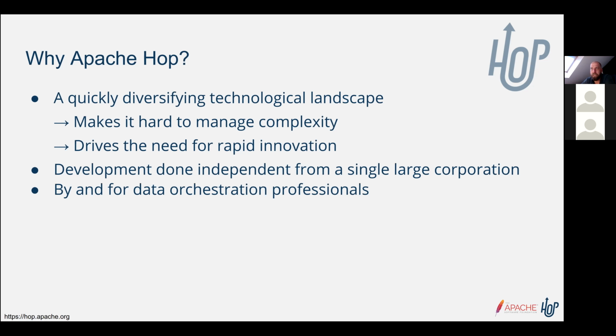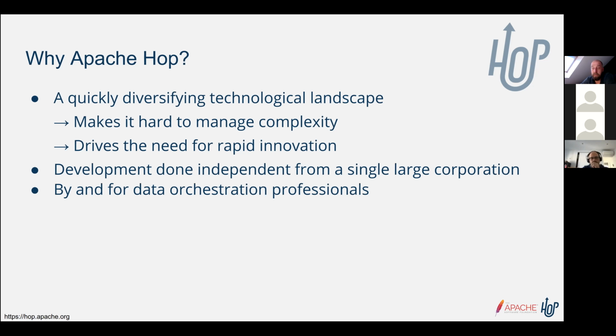Hop as an Apache project is important to us because it allows us to build a platform independent of a single large corporation. There are some companies, organizations that sponsor the development of Hop, but there is no single organization that controls the roadmap, controls any aspect of Hop. So that independence is really important.